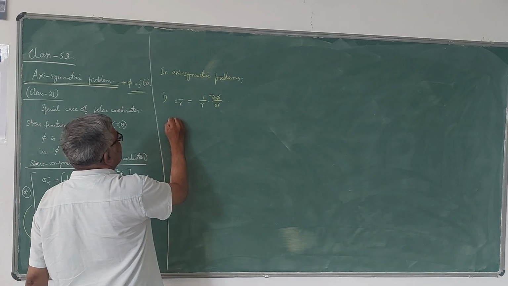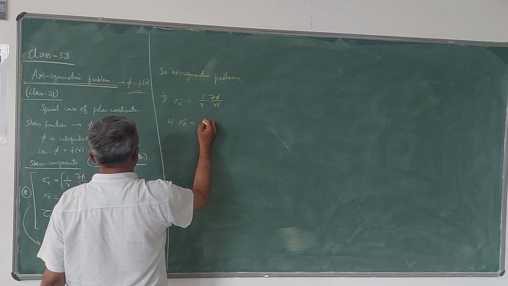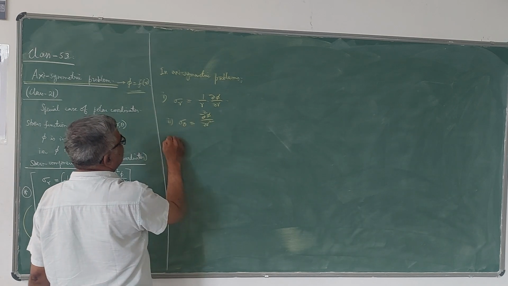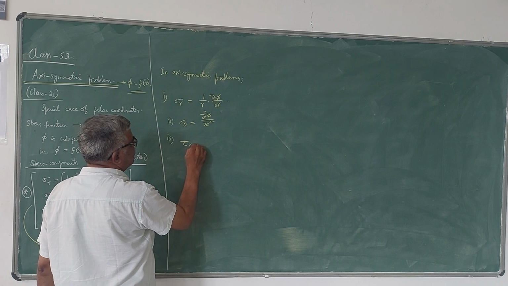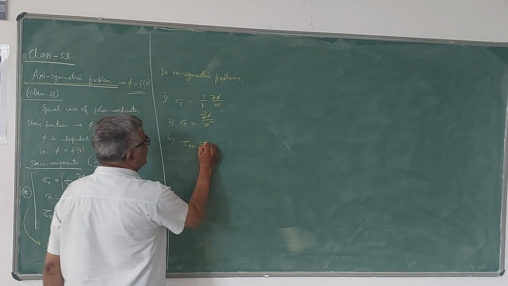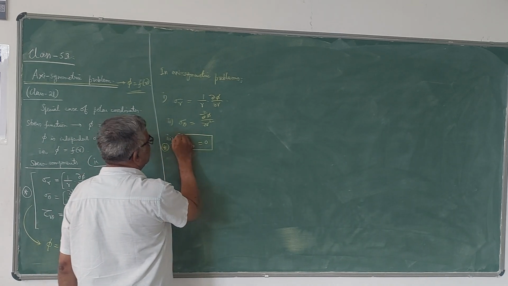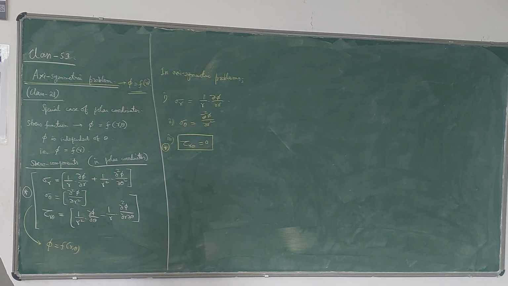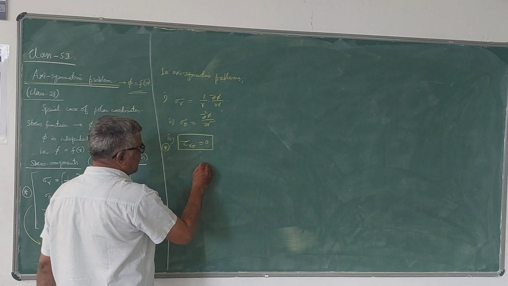Second, sigma theta is dou square phi by dou r square. That will be there because phi is a function of r. Third one, tau r theta will be 0. Very important. So in the case of axi-symmetric problems, there is no shear stress. Got it?